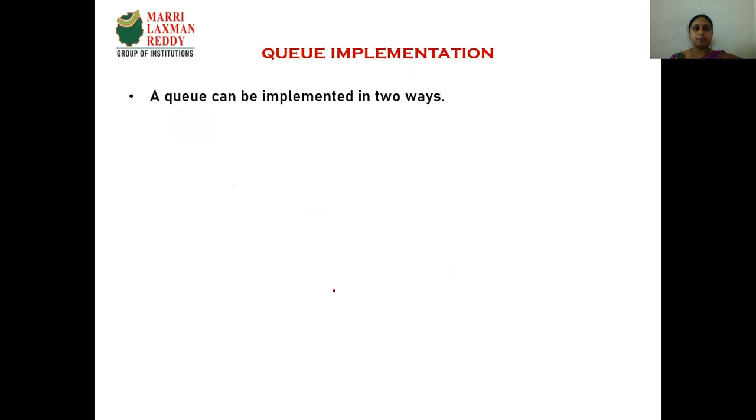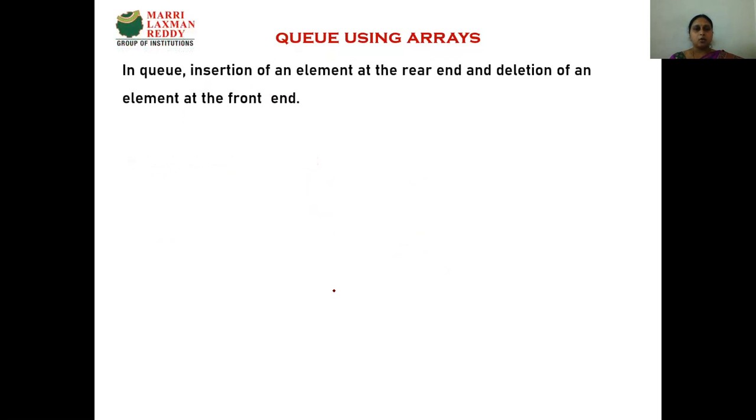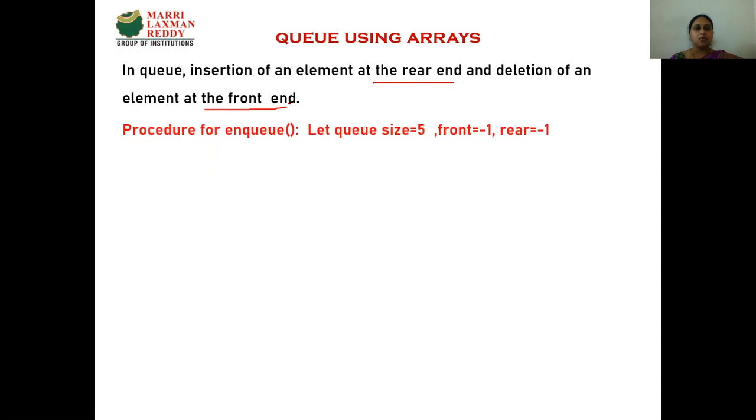A queue can be implemented in two ways: using arrays or using a linked list. Already we have discussed that in a queue, insertion happens at the rear end and deletion is done at the front end. We will see the procedure for the enqueue operation. Let us consider the name of the array for the queue as queue itself, the size as 5, and front and rear initialized to -1.